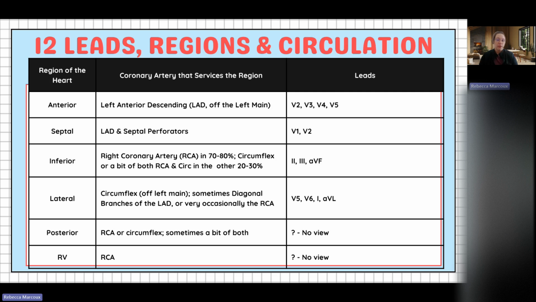This is where the problem starts: when we get to posterior, we are out of leads. We don't have any leads that show us the posterior of the heart. And same with the RV. We don't have a view of the right ventricle. So this is where we want to start thinking about when we would suspect we might have a posterior infarct or a right ventricular infarct, and what would we do about it?